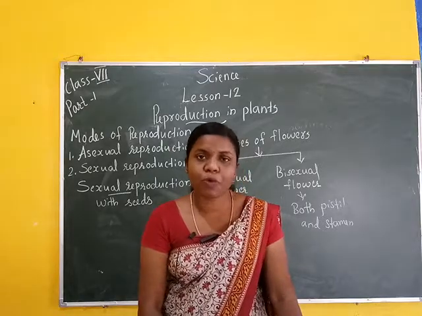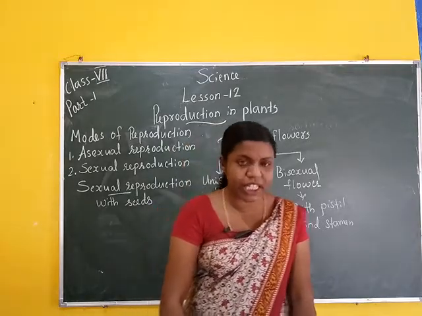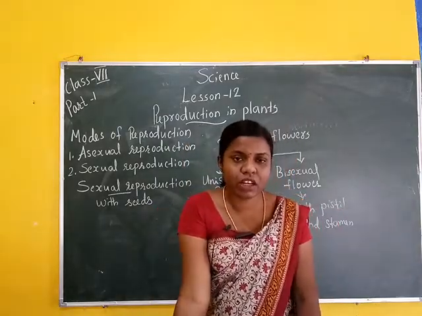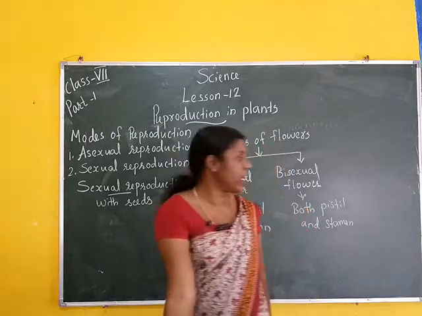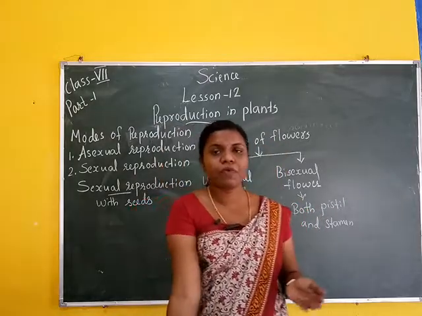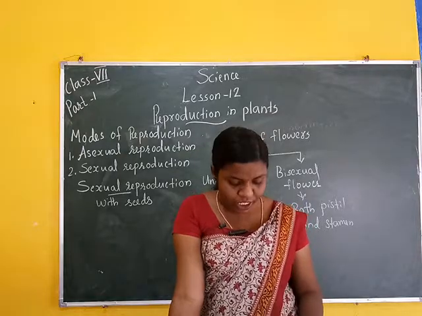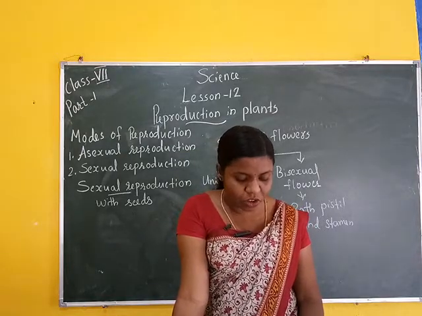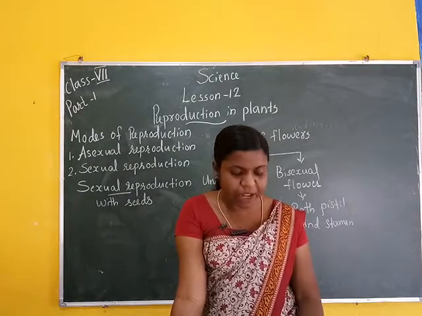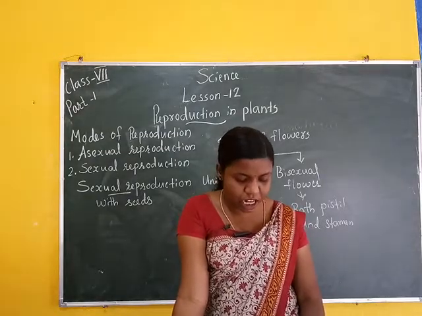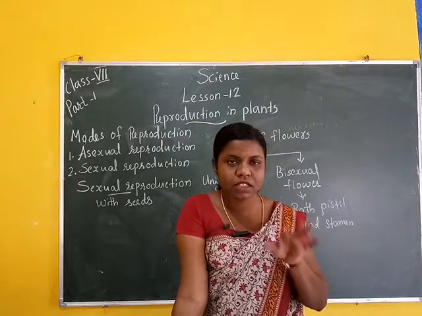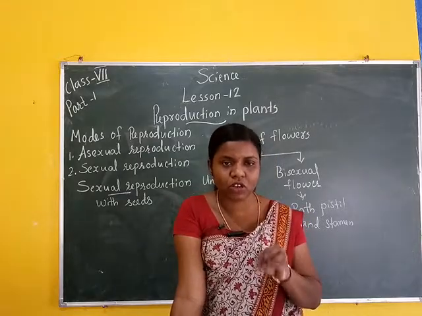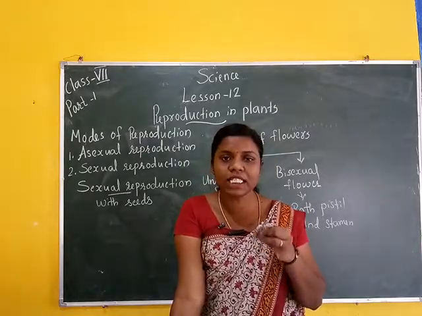Types of pollination. There are two types of pollination: self-pollination and cross-pollination. Self-pollination is when the pollen lands on the stigma of the same flower. When the pollen from the stamen lands on the same flower, it is called self-pollination.